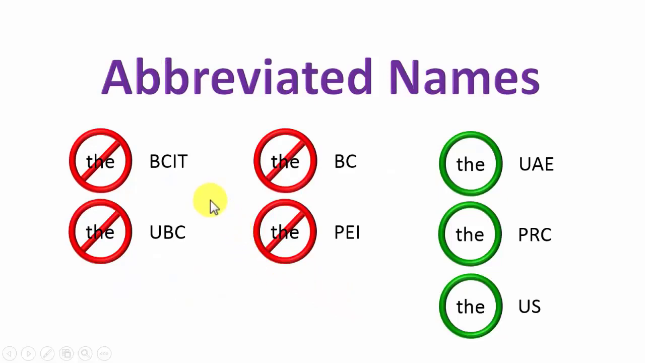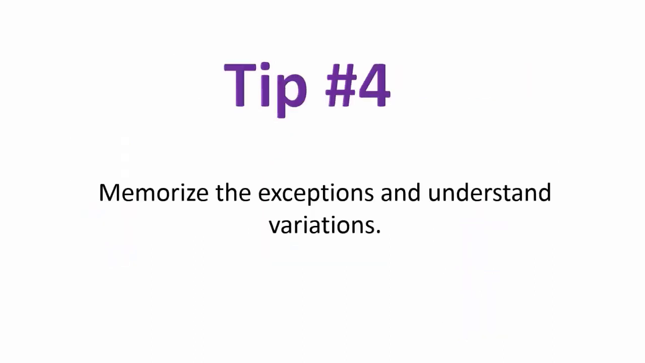Abbreviated names. So we have BCIT, UBC. Names of schools, no the. Names of provinces, BC, British Columbia, PEI. These are no the, Prince Edward Island. But these countries need the: the United Arab Emirates, the UAE, the PRC, the People's Republic of China, the US, the United States. These ones need the. So you can see that the rules are very complex for remembering names and you have a lot to memorize.